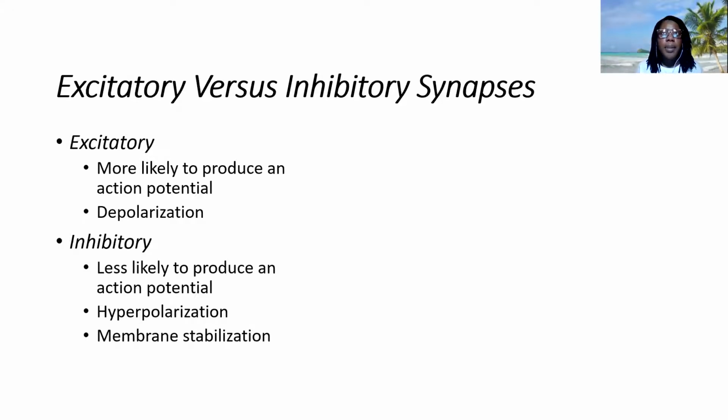And we want to be thinking about the reference point of the resting membrane potential here. So remember, we're trying to get from -70 to -55, and depolarizing events do that, right? They get us a positive change and get us closer to that threshold value. Inhibitory postsynaptic potentials are going to be less likely to produce an action potential. They're going to do one of two things.